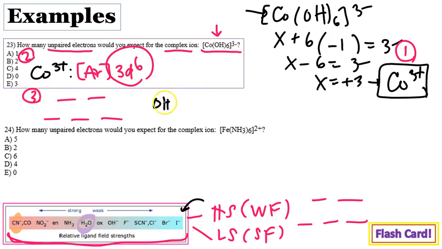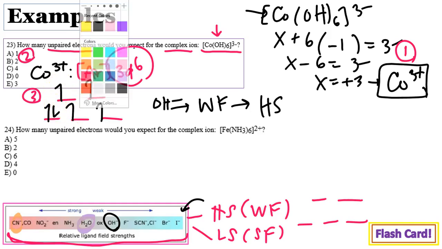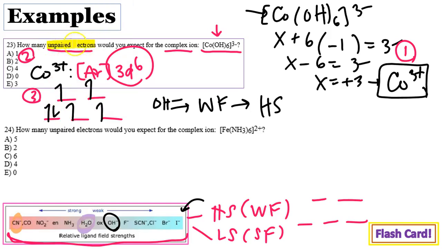Okay, so in order to do this, we have to look at our ligand. We see that we have OH minus. OH minus is going to be a weak field ligand, so we are going to have high spin. High spin means that we have to fill the electrons, 1 electron in each of the orbitals first before we pair them up. So we have 6 electrons, so that means we're going to have 1, 2, 3, 4, 5, and 6. So when they ask us how many unpaired electrons we have for this question, we have 1, 2, 3, 4. And so our answer would be 4 unpaired electrons for this complex ion.